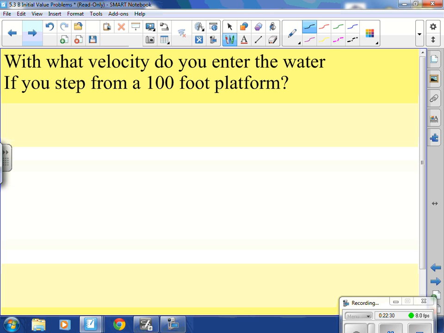So with what velocity do you enter the water if you step off of a 100-foot platform? You're not diving off, you're just going to step off. So, we're measuring in feet again, so what are we going to use for gravity? Negative 32. Acceleration is negative 32.